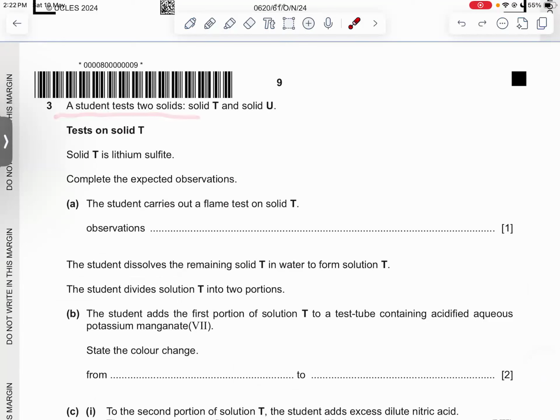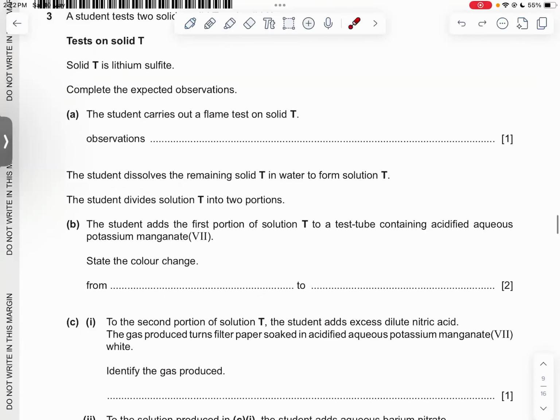A student tests two solids, T and U. Solid T is lithium sulfite. All right, so it is Li2SO3. You should know that, right? Sulfite is SO3, lithium is Li.